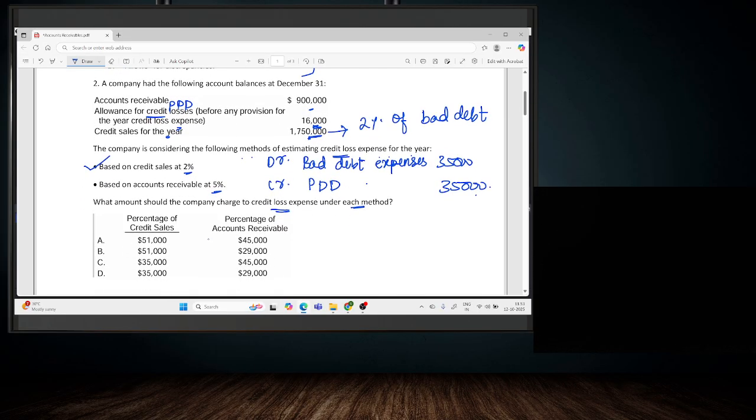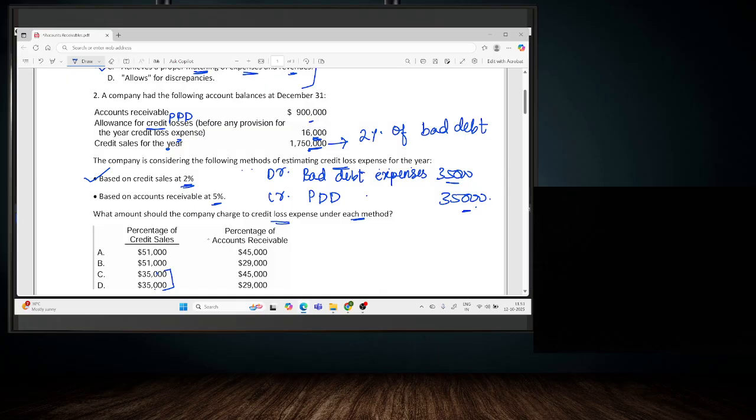So as a percentage of credit sales, the bad debt expense for the year should be 35,000. So either option C or option D has to be the right answer. So 35,000 is the amount of bad debt expense that we will recognize if we are calculating credit loss as a percentage of sales.